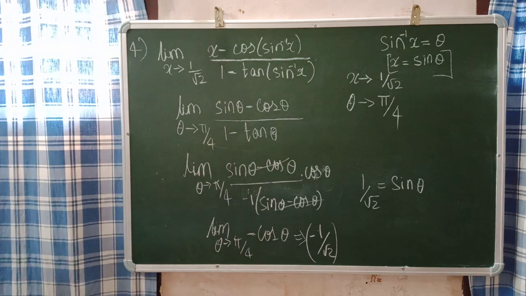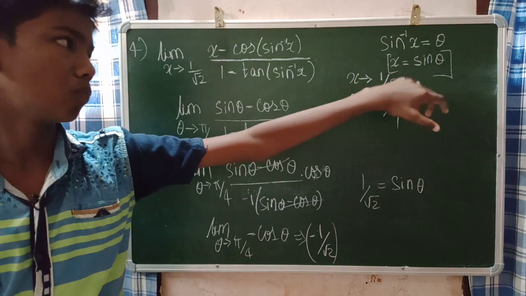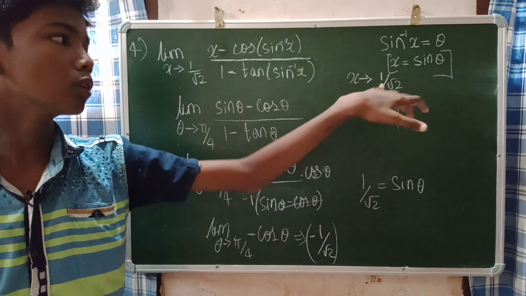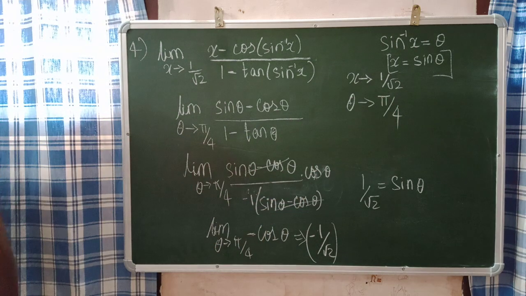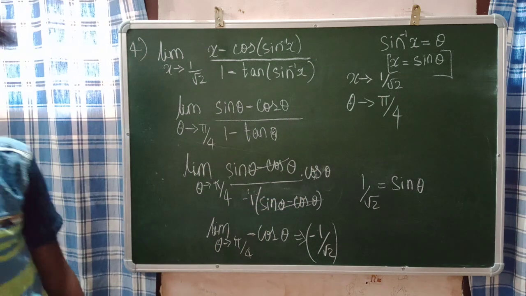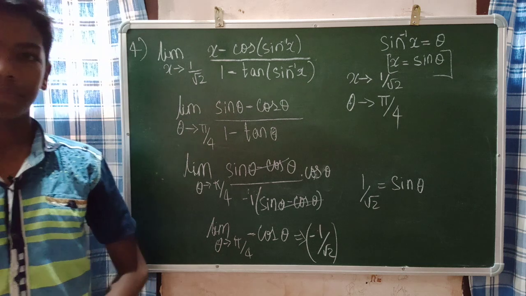The thing is this particular one. And also, if x tends to 1 by root 2, your theta tends to pi by 4. That concept is also very important. That's all guys. Let us move on to the next question.